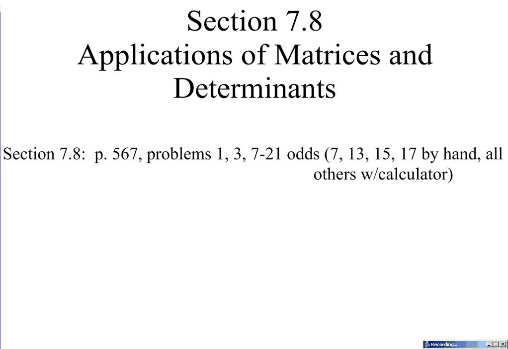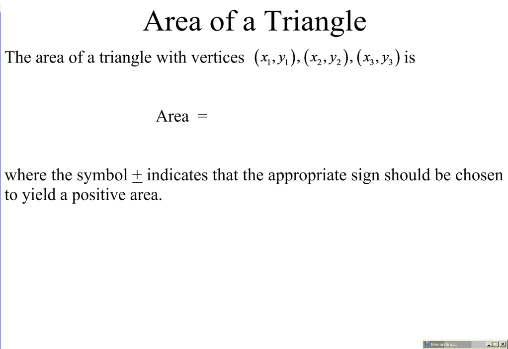Section 7.8, Applications of Matrices and Determinants. The area of a triangle with vertices at (x1, y1), (x2, y2), (x3, y3) can be found using this formula. Each row of the determinant used here is the x-coordinate and y-coordinate.